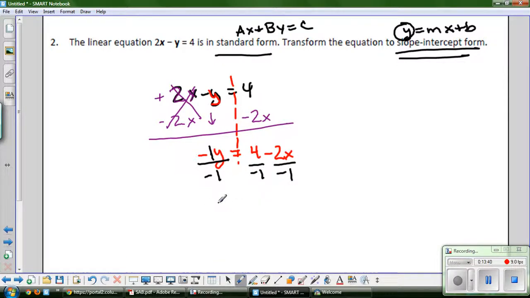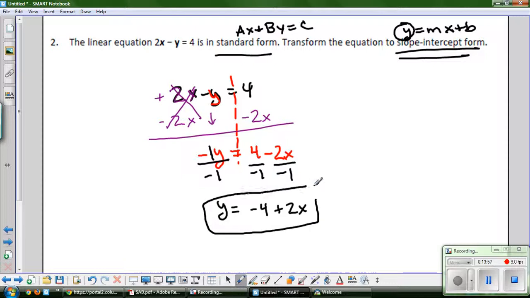4 divided by negative 1 will be a negative 4. Negative 2x divided by negative 1 will be a plus 2x. So that's the answer we're looking for. So slope-intercept form from our original, 2x minus y equals 4, becomes y equals negative 4 plus 2x. Happy face. Okay. Very last one, staying sharp on the back.